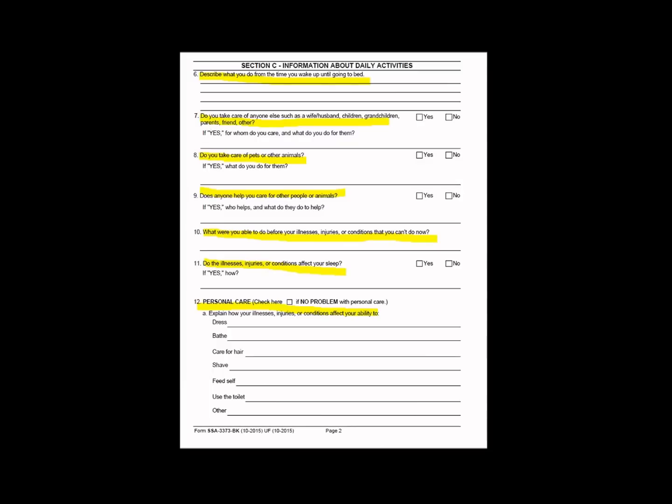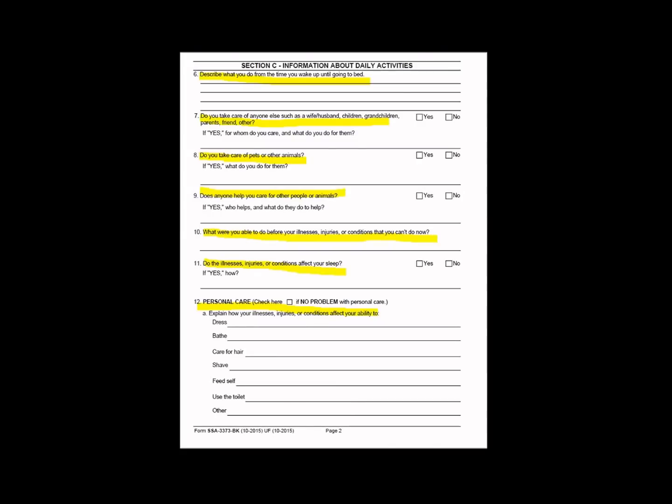What I tend to find is that people have a habit of giving one to three word answers for each one of these. Explain how your illness, injury, or condition affects your ability to dress. I don't dress myself. Well, that doesn't tell Social Security anything. Well, I don't bathe myself. Well, that doesn't tell them anything.